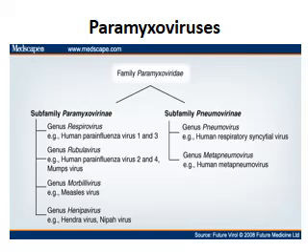This diagram shows a primary and simple classification of Paramyxoviridae, which includes two subfamilies, Paramyxovirinae and Pneumovirinae. The Paramyxovirinae include human parainfluenza virus 1 and 3 and human parainfluenza virus 2 and 4. Besides that, they include mumps, measles, Hendra, and Nipah viruses, while the Pneumovirinae include the human respiratory syncytial virus and the human metapneumovirus.